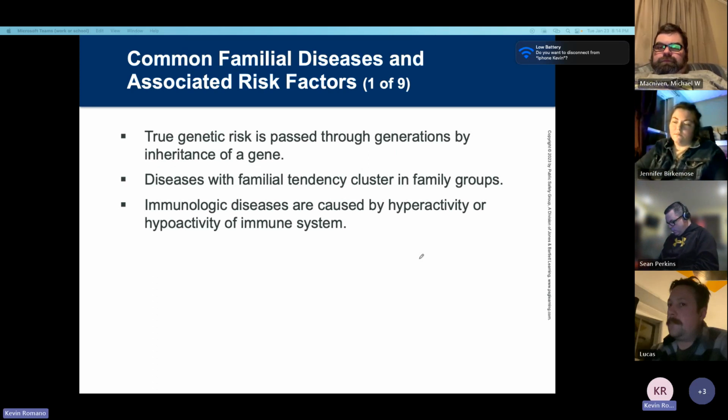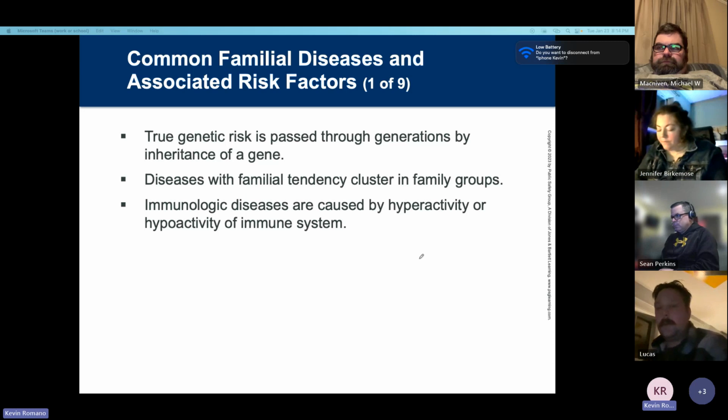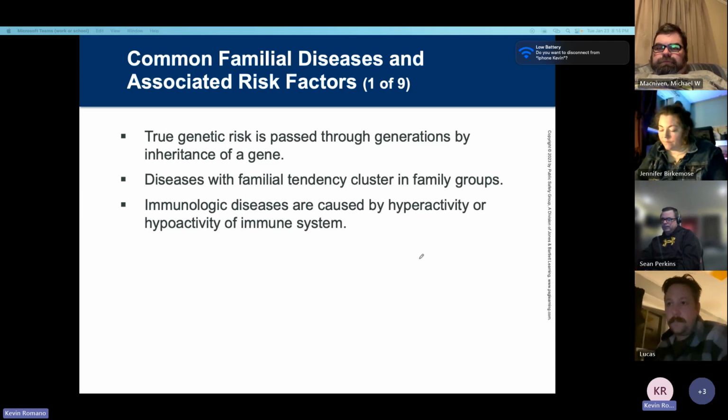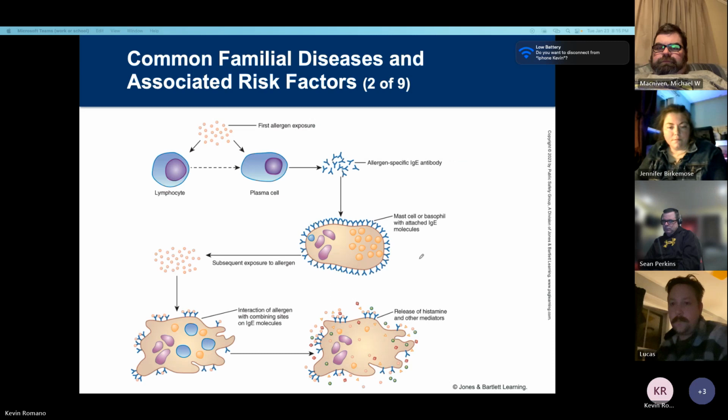So, common familial diseases and associated risk factors. A true genetic risk is passed through generations by inheritance of a gene. Diseases with a familial tendency seem to cluster in a family group, despite the lack of evidence of heritable gene-associated abnormalities. Immunologic diseases are caused by hyperactivity or hypoactivity of the immune system, as we can see in this picture here, this diagram.